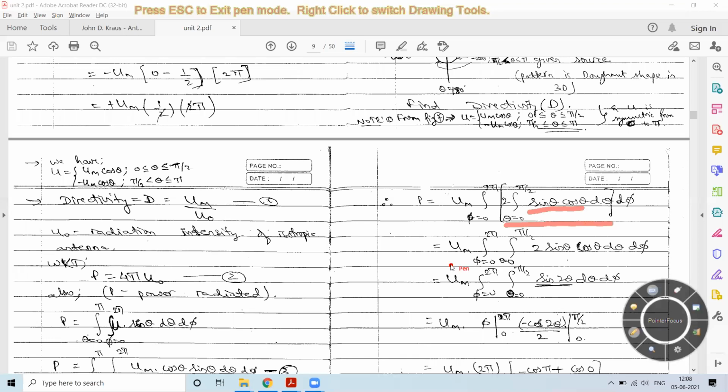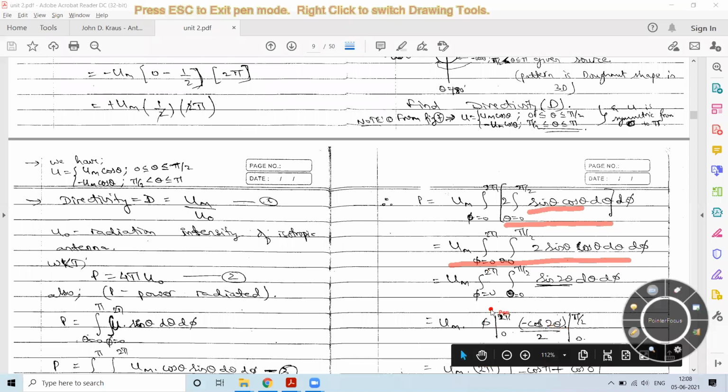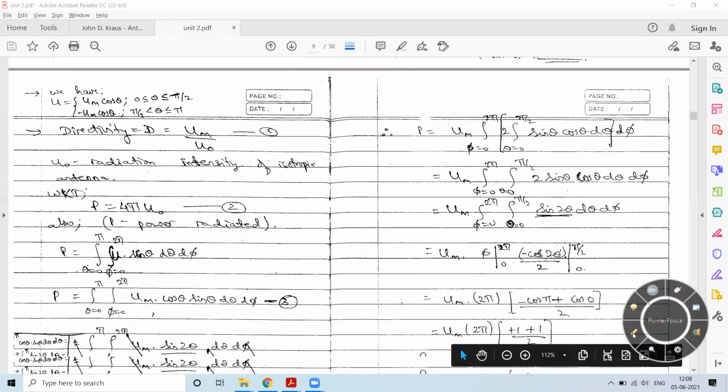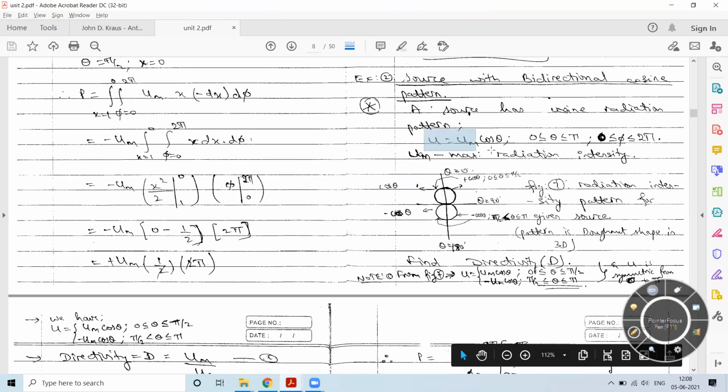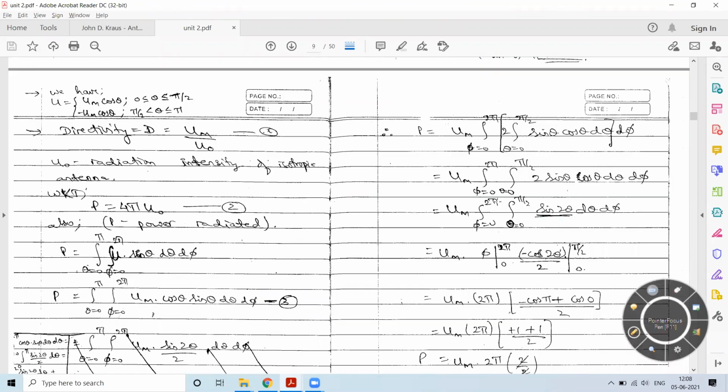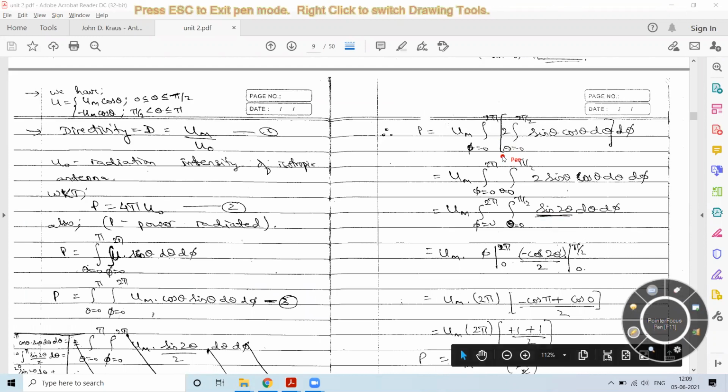Here you solve the integration using this method. If you instead try the other method, you'll end up with 0 over here, so you can check this solution, which is wrong. So just be careful in this part. For the bidirectional cosine pattern, in order to simplify the integration, use the concept of even function and try to solve the problem.